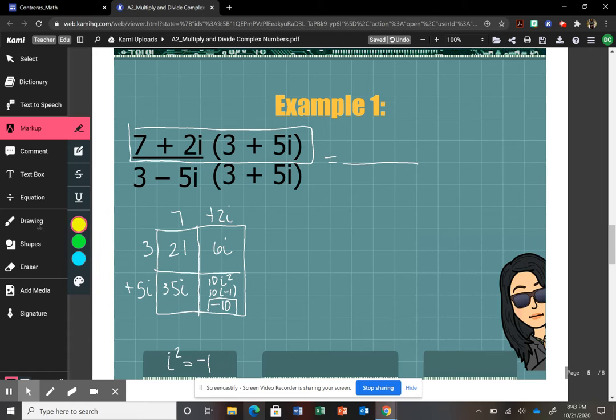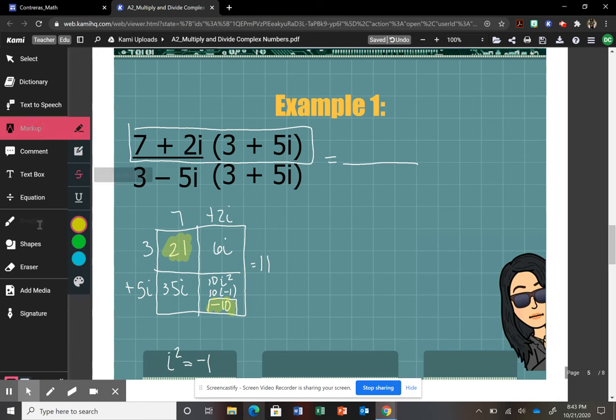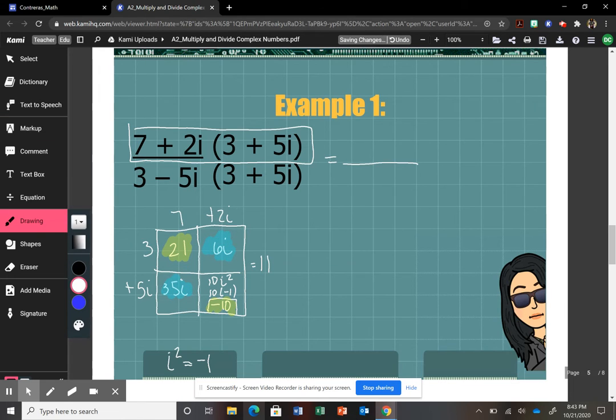So here I'm going to add 21 and -10 together. That gives me 11. And then I am going to add our imaginary parts together. So we're just combining like terms now. 35i plus 6i gives us a positive 41i. Okay, so here I have 11 plus 41i.